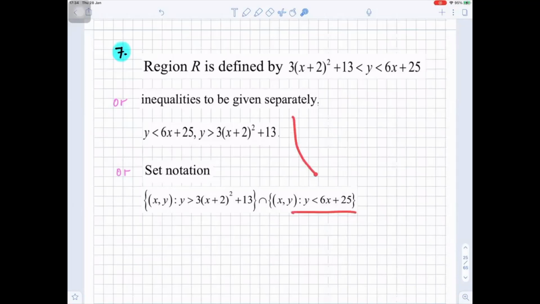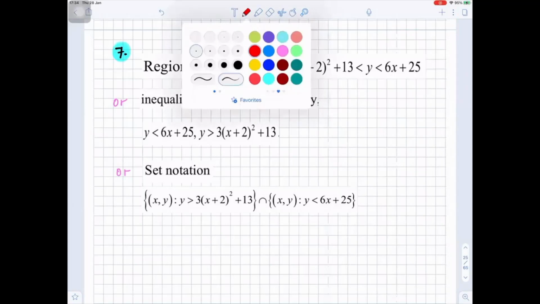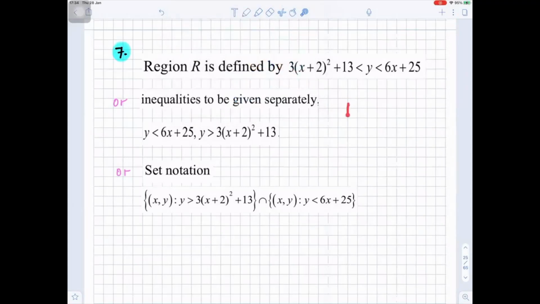So what they're saying to you is that what is above the curve intersect what is below the line. Let me put this again so you can see clearly. What is above the curve and what is below the line. So that's what you want to do.